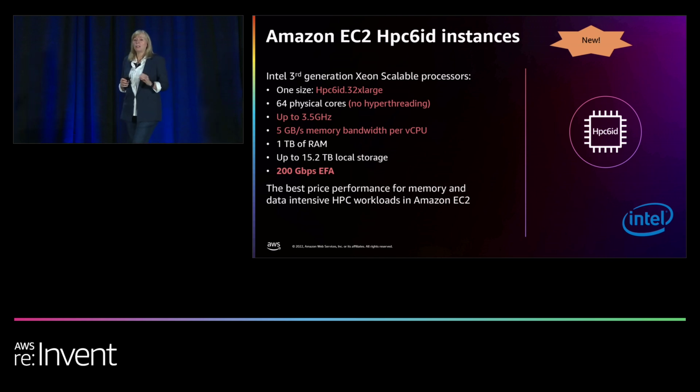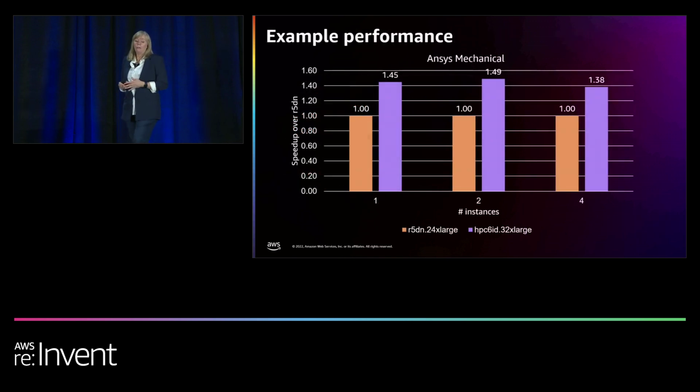So this particular instance has 16 gigabytes of memory per core, versus the 4, and it has a lot of local disk as well. You'll see up to 15.2 terabytes of local storage. So this particular instance is really good for memory-intensive and data-intensive workloads, things like seismic or reservoir simulations, things like finite element analysis.